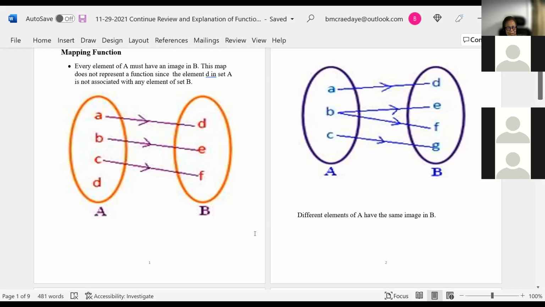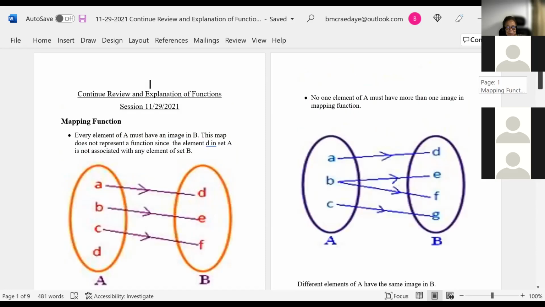Yes, did you hear that, Audrey? Yeah. Latoya explained it to you very well. Every element in A must map to something in B. And since D does not map to anything in B, that means this does not represent a function. Got it, Audrey? Yes. Okay, now let's look at the next one.